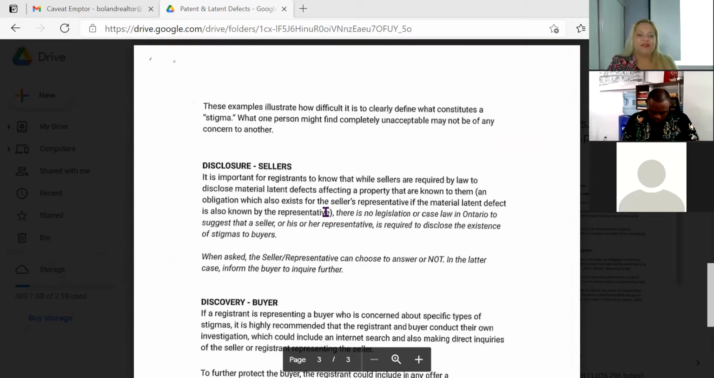These examples illustrate how difficult it is to clearly define what constitutes a stigma. What one person might find completely unacceptable may not be any concern to others, right?